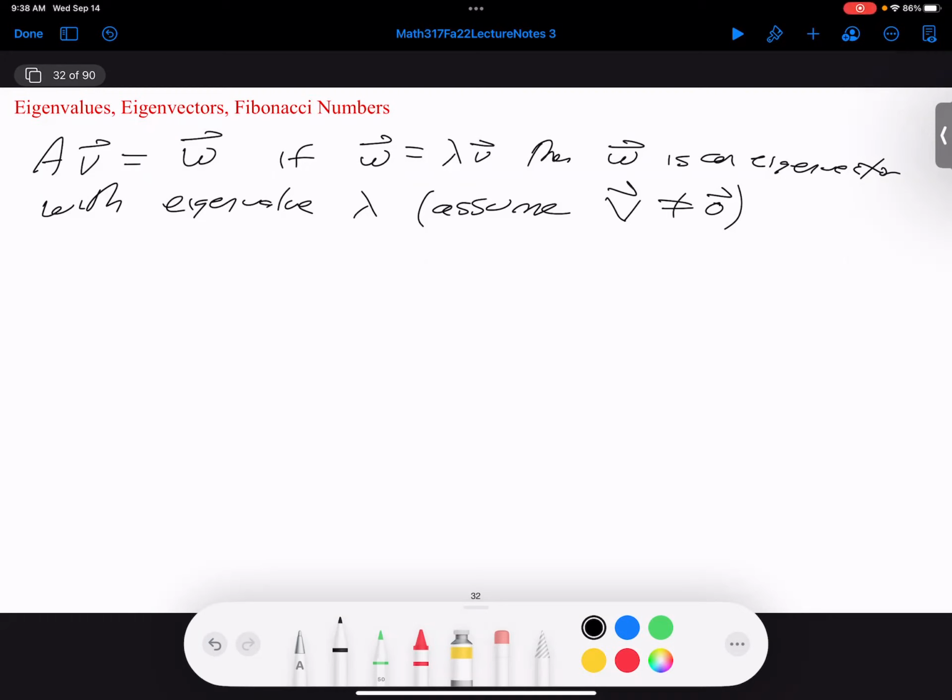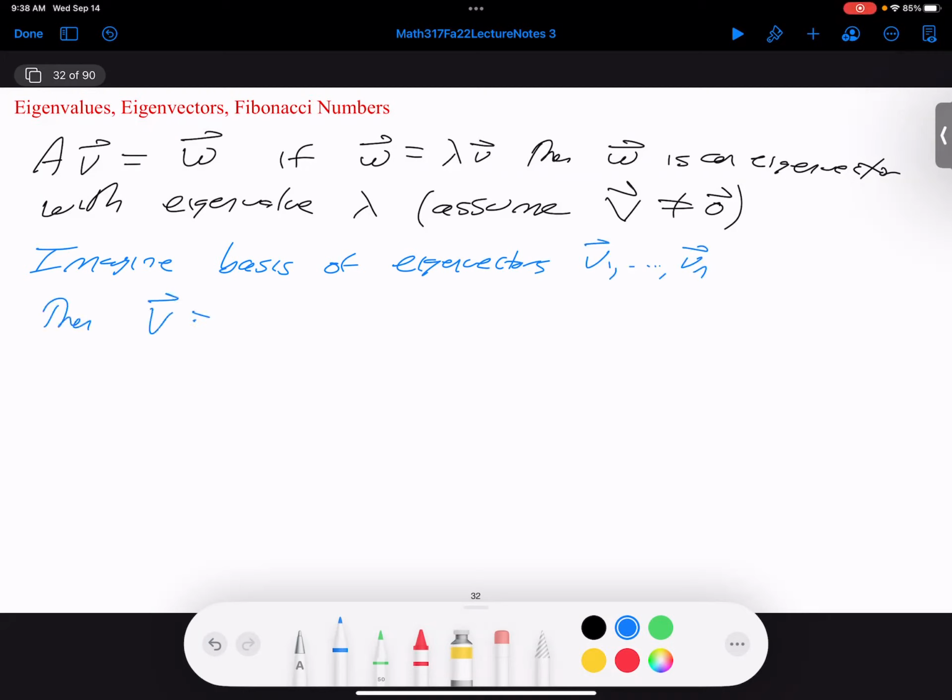So the first question, of course, is, why do we care about eigenvectors? So imagine we have a basis of eigenvectors, say V1 through Vn.